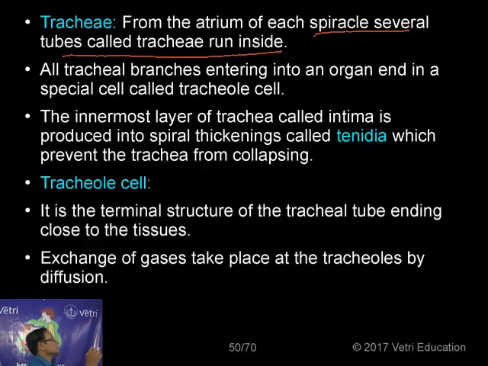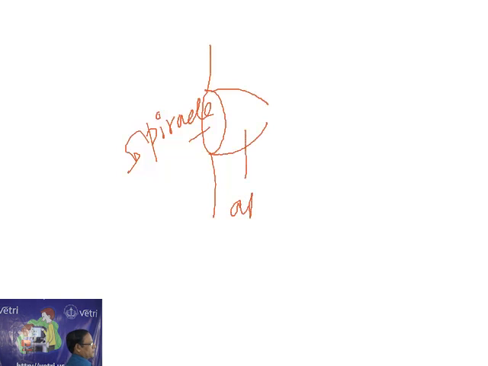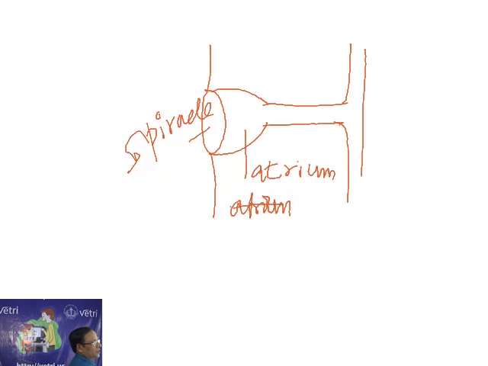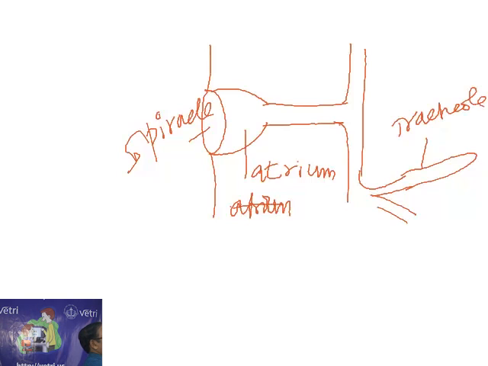So, we have the trachea. Suppose we take, for example, the body. This is the spiracle, the stigmata. Then we have the space, this is what is called the atrium, from which arise either the lateral branches or the vertical branches. These branch into small tubules, and each branch ends in a cell. This is called a tracheal cell, filled with fluid. Here is the organ concerned.